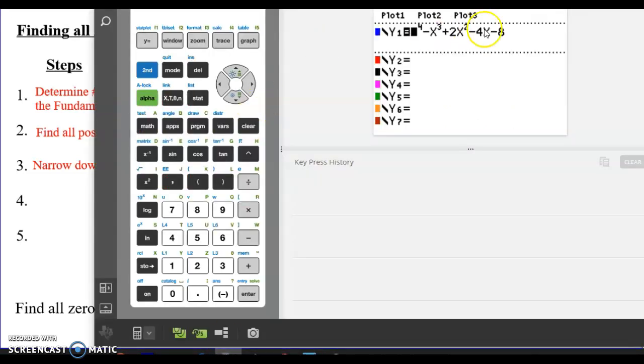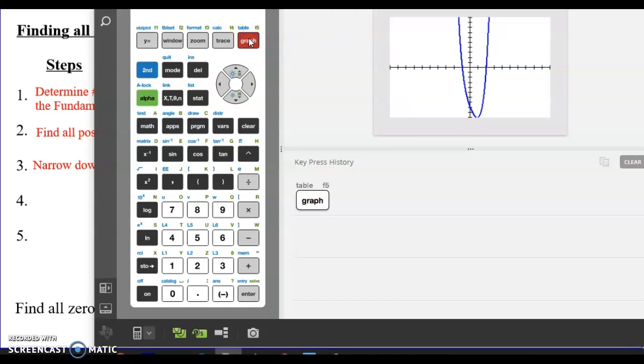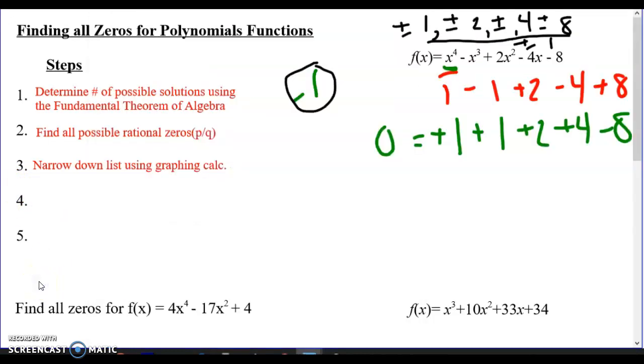All right, here it is. I've typed it in, pull up my graph, and I look and I say, oh, wow. It looks like there's two places, -1. Ha! I knew that because I checked. And +2. Excellent. So I'm going to go back over here. I'm going to say -1 and +2 because that's what my graphing calculator said.